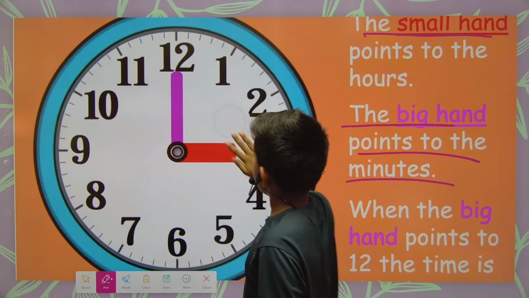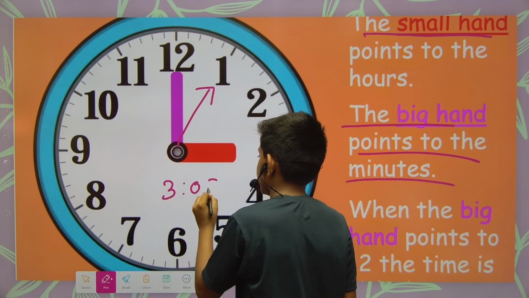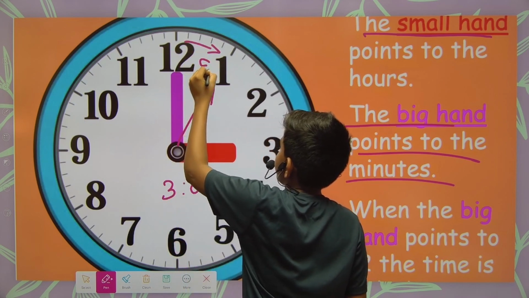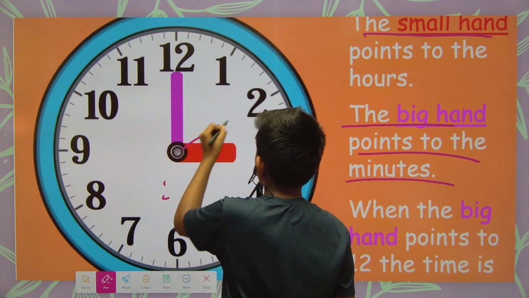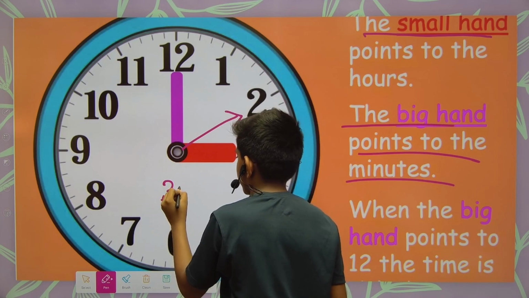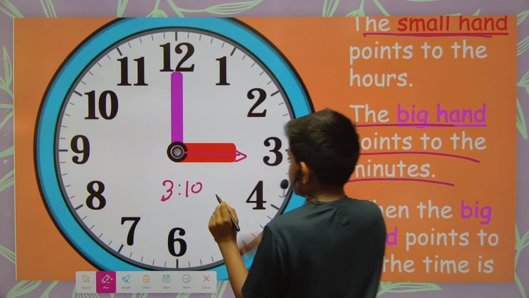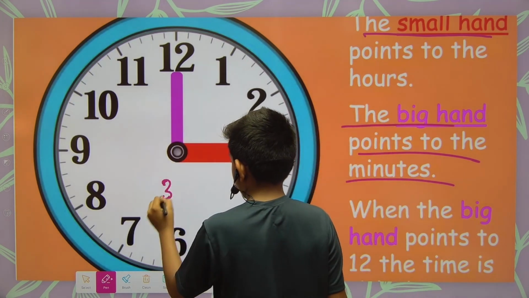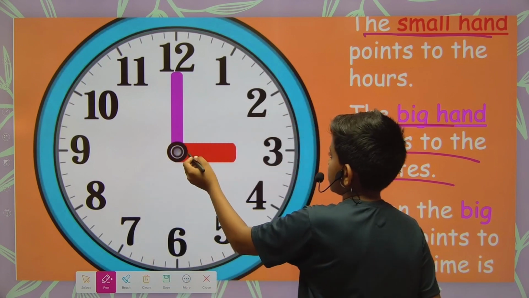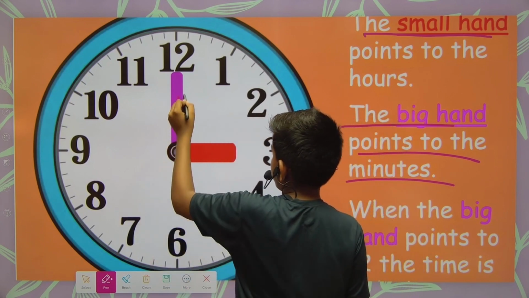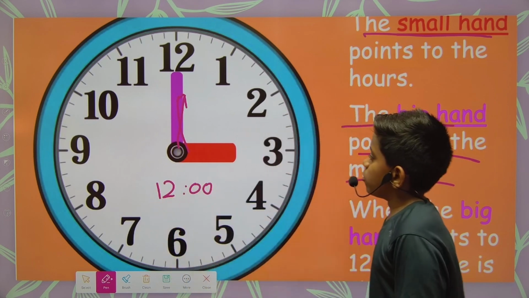Okay, when the minute hand is on 1, it is 3 o'clock and 5 minutes, because in between there are 5 minutes. When the big hand is on 2, it is 3 o'clock and 10 minutes. When it is on 3, it is 3 o'clock and 15 minutes. And when the small hand is on 12 and both hands are here, it is 12 o'clock.